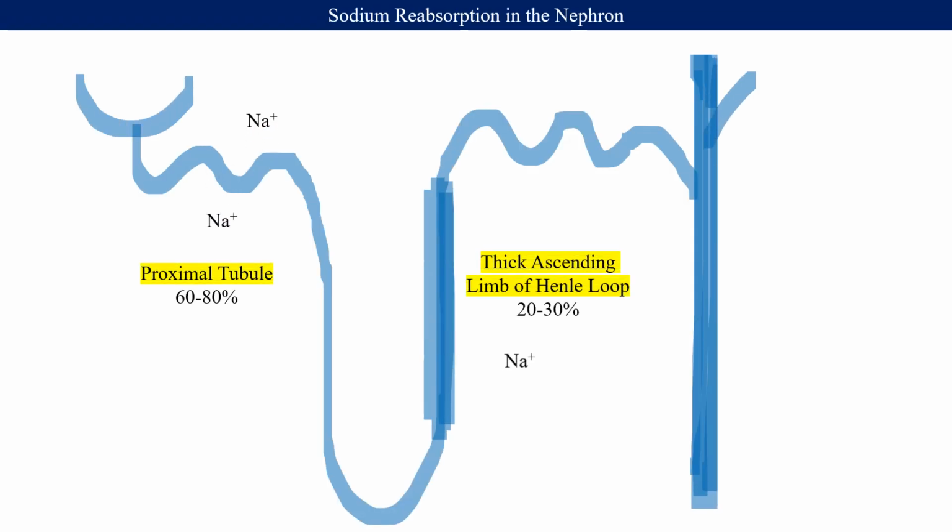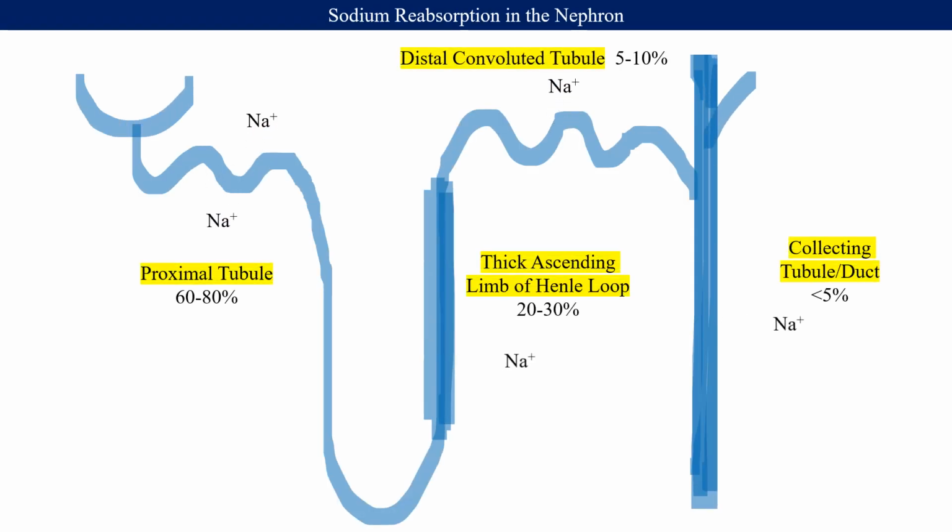Going back to our nephron, we just discussed blocking sodium reabsorption in the proximal tubule with the diuretic carbonic anhydrase inhibitor, acetazolamide. Let's now learn about another class of diuretics that can block sodium reabsorption at the thick ascending limb of Henle loop. Diuretics that work at the loop of Henle are called loop diuretics.